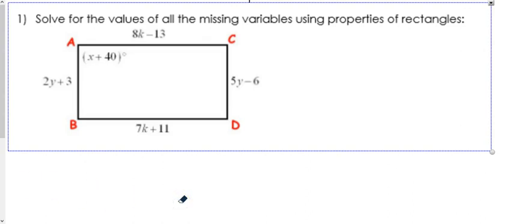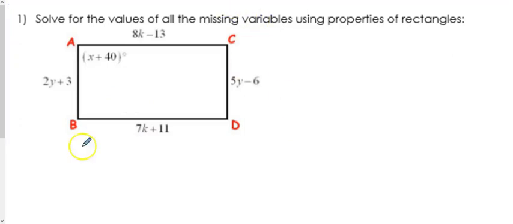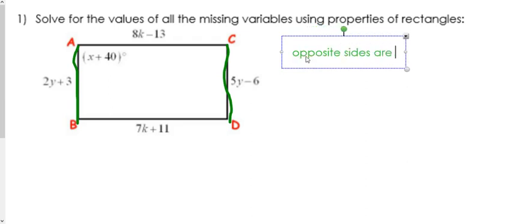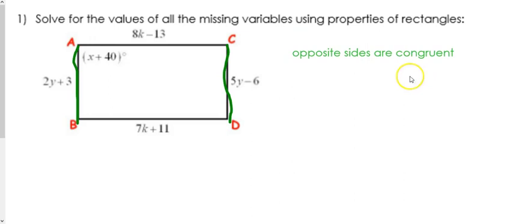So let's look at this first one. We're going to look for all the missing values in this piece. We're going to use lots of different properties in order to find these. So I'm going to start with finding y. Remember, we know opposite sides are congruent. So I'm going to use a color to signify that those opposite sides are congruent. So I'm going to write that out because I don't want to forget my properties, right? Opposite sides are congruent. Okay, so I'm actually going to use this property for 2. I'm going to use it to find y.